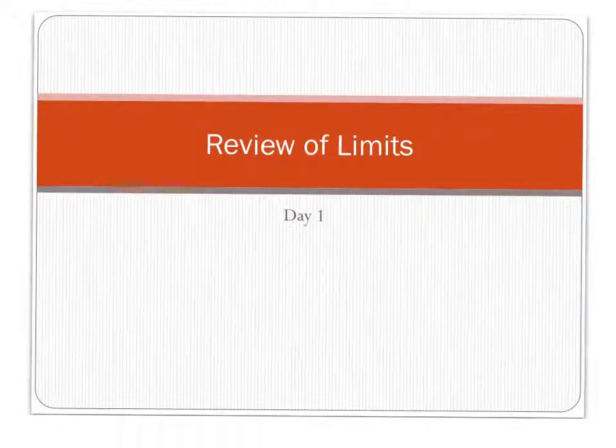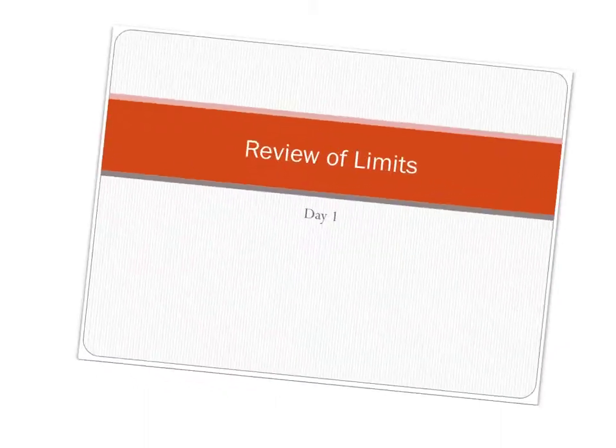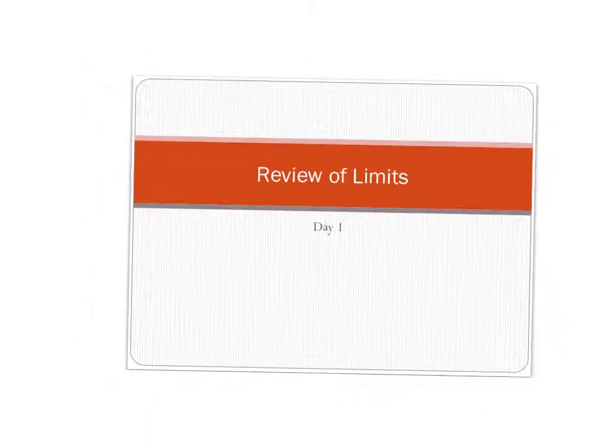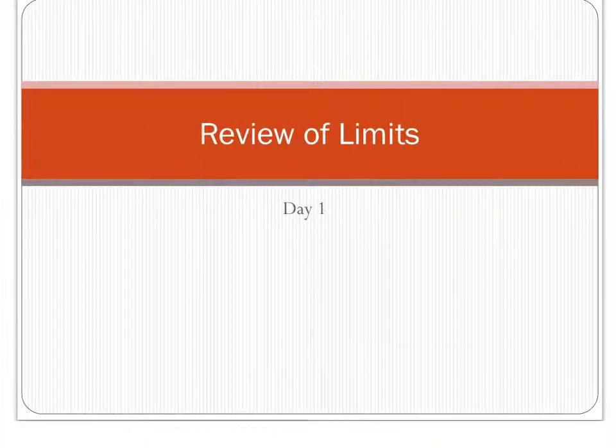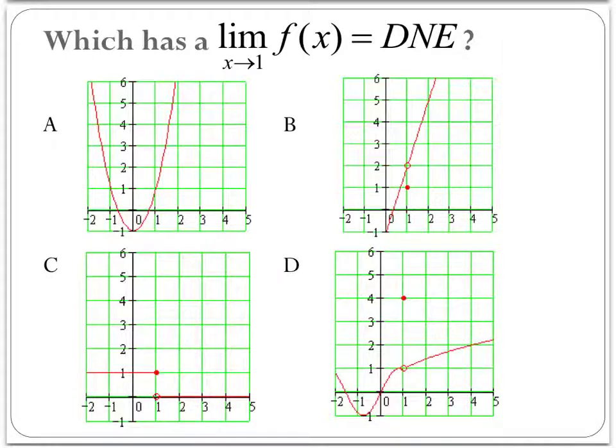Okay, let's review limits from last year. Hopefully you had a chance to look at limits, and you're going to have a better chance to look at them a little bit more in depth this year. And the question is, which one of these has a limit as x approaches 1 that does not exist?